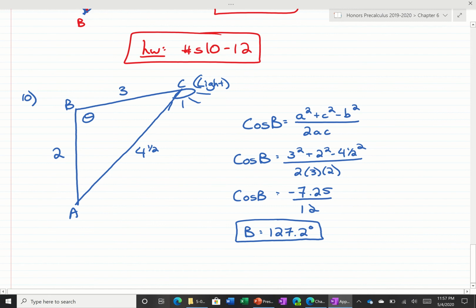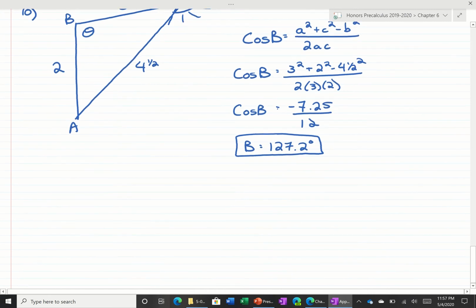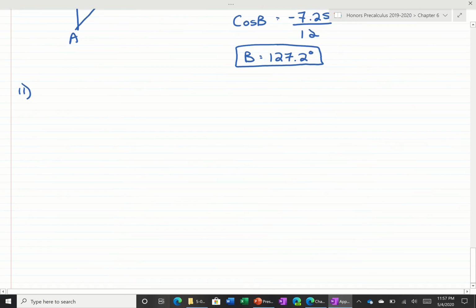Okay, so now let's go to number 11. Number 11, it's similar to a problem we did in class. On a map, Minneapolis is 165 millimeters due west of Albany. That's 165 millimeters due west to get to Minneapolis. Phoenix is 216 millimeters from Minneapolis.